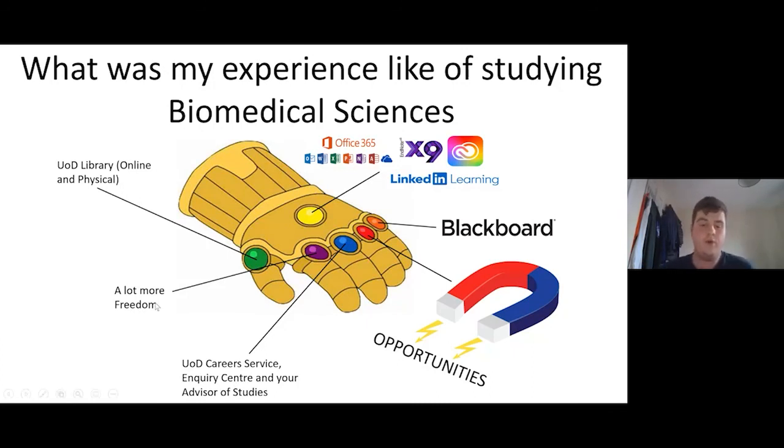Also a lot more freedom when I made the move to study at university. The University of Dundee, their biomedical sciences program, as you heard from Kim and Maris's presentation, that you have a lot of freedom to choose what exactly you'd like to learn through choosing your optional modules and even getting the chance to change your degree from maybe microbiology to biomedical sciences. And then, of course, the University of Dundee Library has been a rock for my studies, both the online and even the physical building.